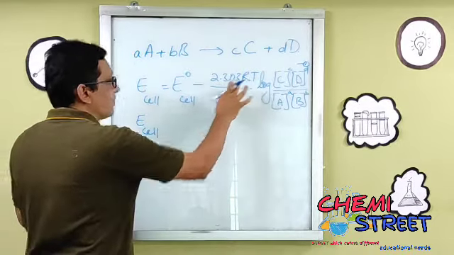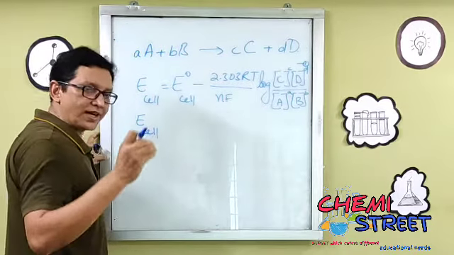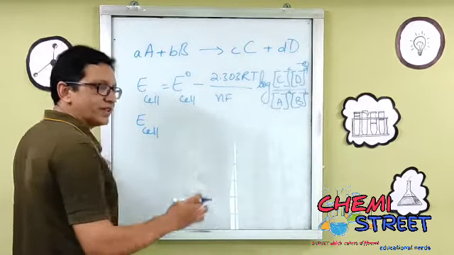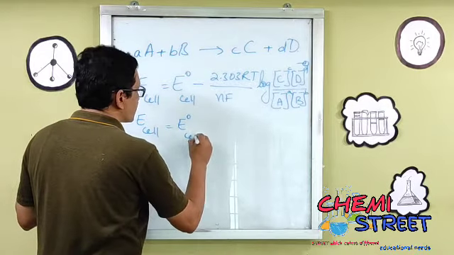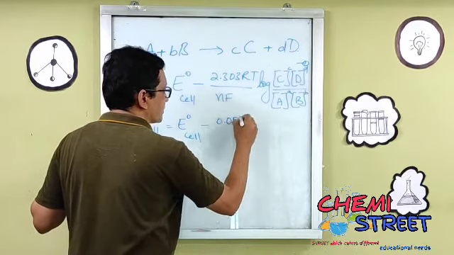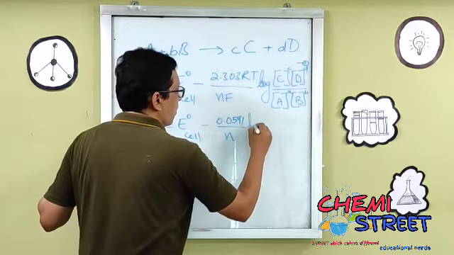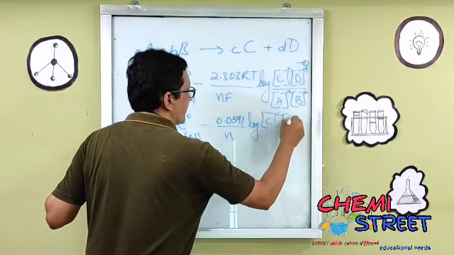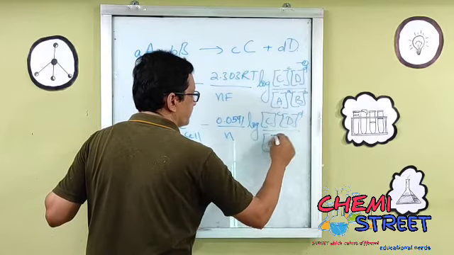It can be rearranged. You know the value of R, 8.314 joules per Kelvin. T, we are taking as 298 Kelvin. n is the number of electrons transferred. F is the Faraday. By substituting all these things, you get E cell equals E0 cell minus 0.0591, which we have studied earlier, by n log of [C] raised to c, [D] raised to d, by [A] raised to a, [B] raised to b.